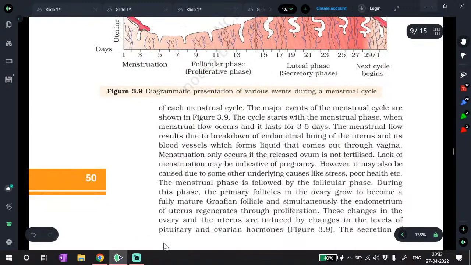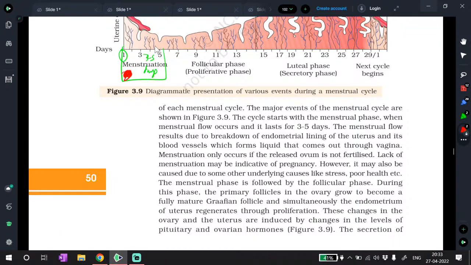The cycle starts with the menstrual phase, and it lasts for about 3 to 5 days. So from the first day of the menstrual cycle to about 3 to 5 days, menstruation occurs. The menstrual flow results from the breakdown of the endometrial lining of the uterus and its blood vessels, which forms liquid that comes out through the vagina.